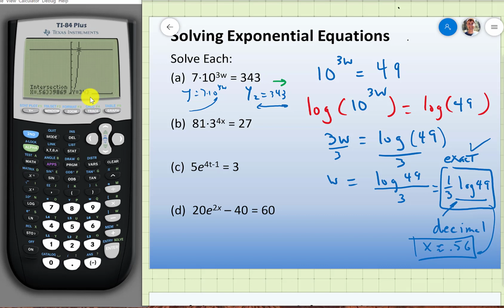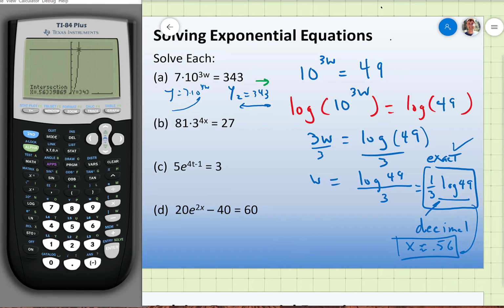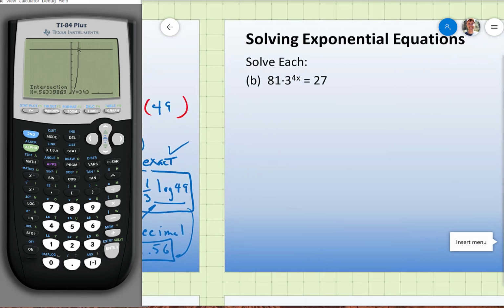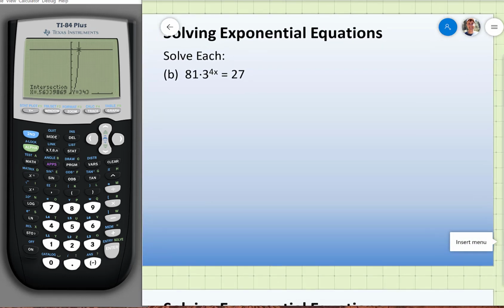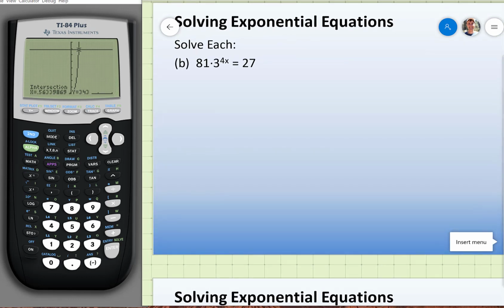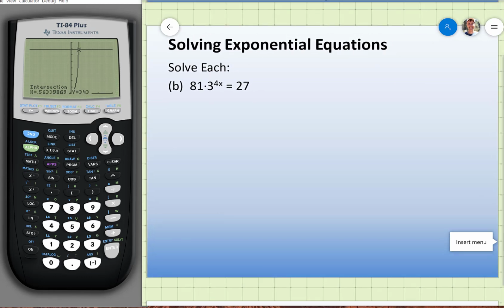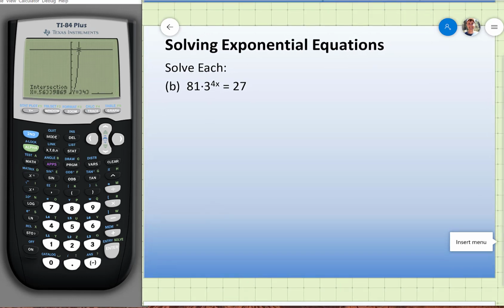All right, let's take a look at another example here. It's B on that same list. And so I'm going to solve this one and get x by itself. Similarly, I would divide by 81. And then I'm going to have 3 to the 4x equals 1/3.